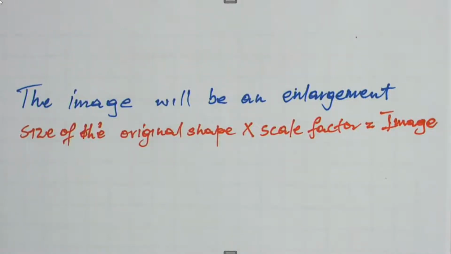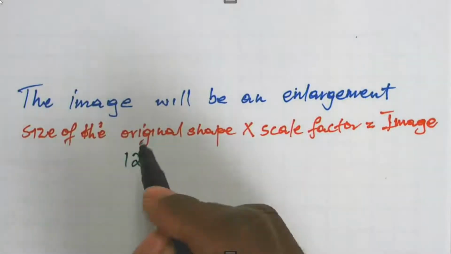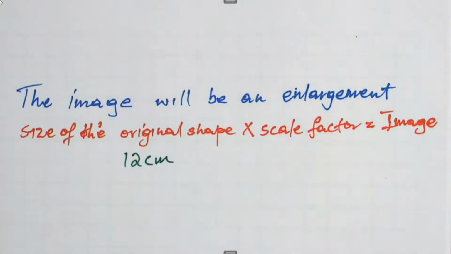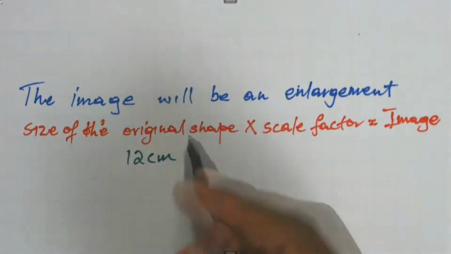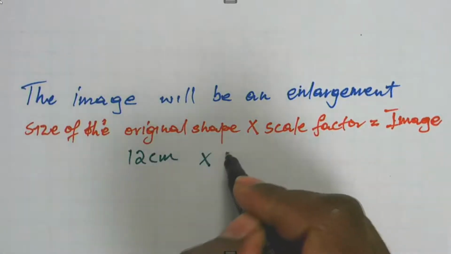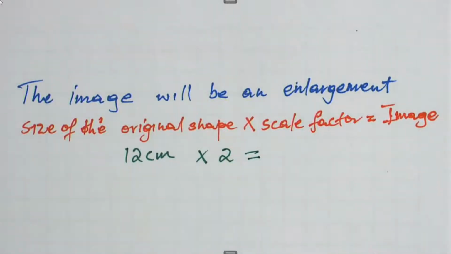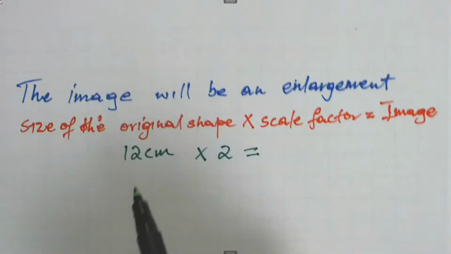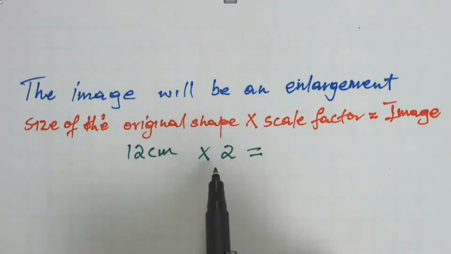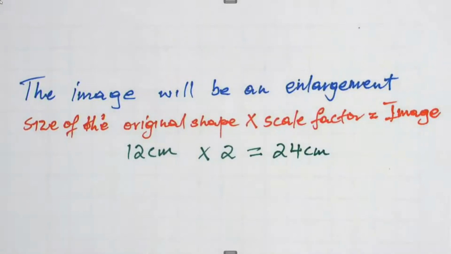Now, the size of the original shape, we were given that it is 12 centimeters. Then we have to multiply this by the scale factor. You said the scale factor was how much? The scale factor was 2. So we're going to multiply this by 2. Then our result will be an image. How large will the image be? So we'll take 12 centimeters multiplied by 2, which will give us 24 centimeters.